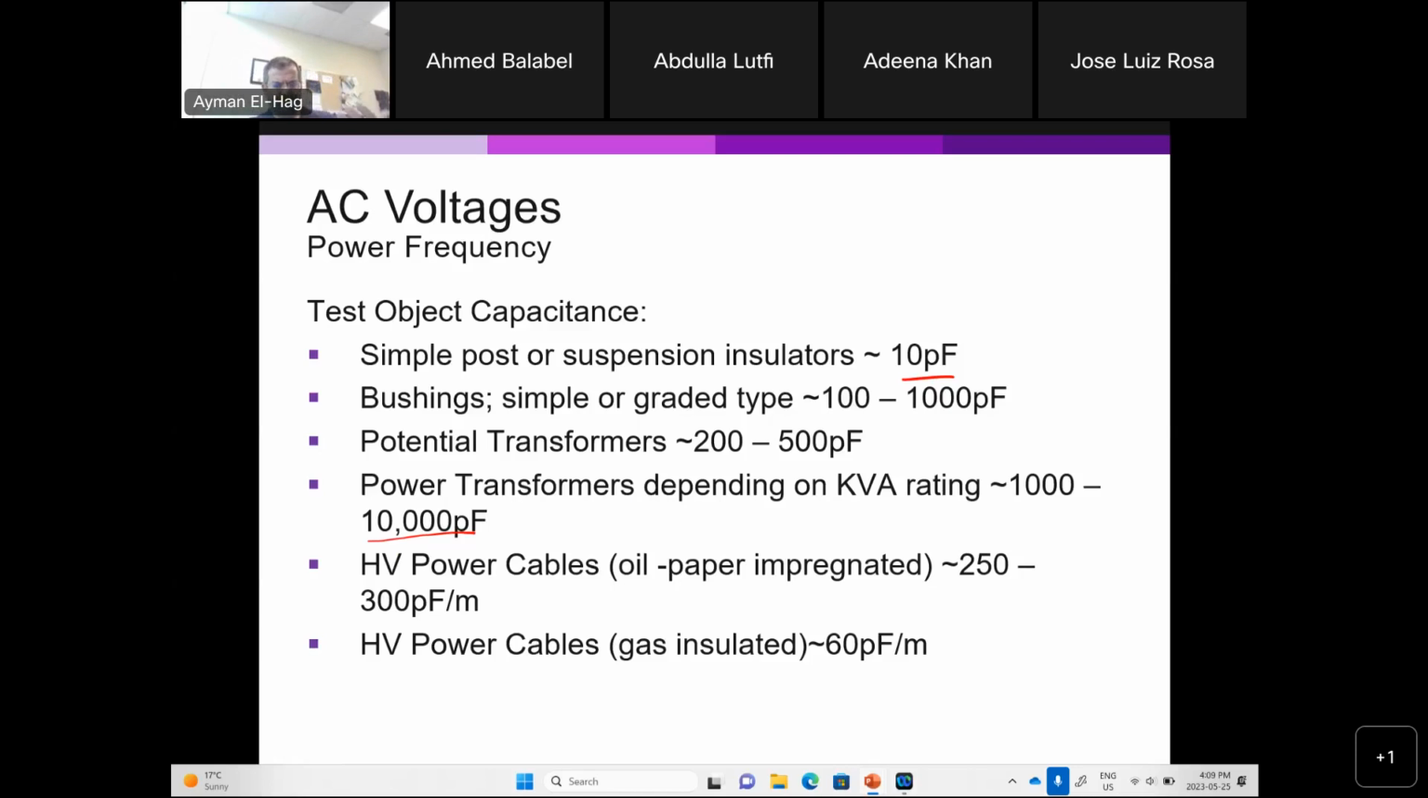For cables, usually we represent the capacitance per unit length. For every meter, how much is the capacitance? Because we take samples of the cable, and knowing the length of the cable, we'll know the total capacitance.